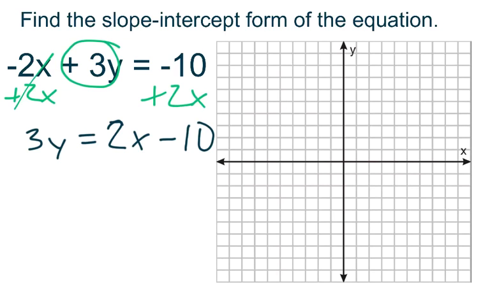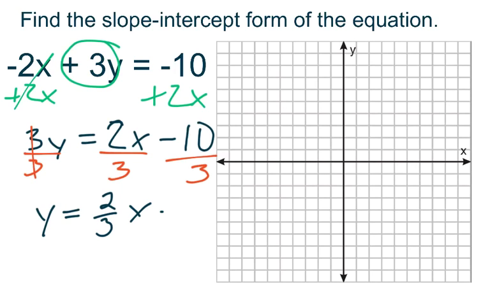The last step in getting y by itself, we're going to need to divide by 3, make it go away. And whatever we do there, we're going to do to the rest of the equation as well. So we're going to have y equals 2/3 x minus 3 1/3.